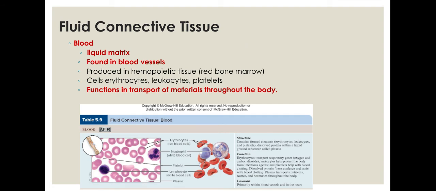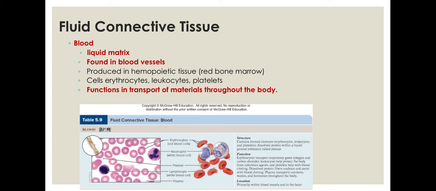Another connective tissue, a fluid connective tissue to be exact, is blood. Blood has this liquid matrix. It is found in your blood vessels, and it's produced in your red bone marrow. So that's where you're making red blood cells. The cells that are a part of this tissue, we have erythrocytes. Those are the red blood cells. Leukocytes, those are the white blood cells that sort of have all purpose. And then platelets, which are just tiny little structures useful for blood clotting.